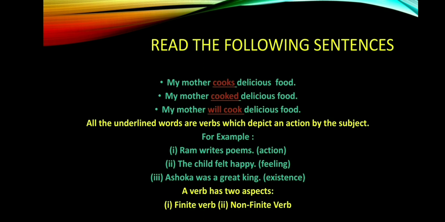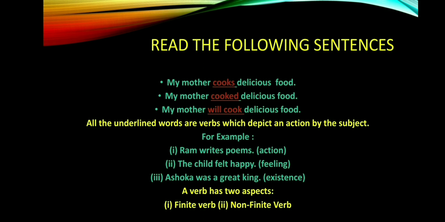Second, the child felt happy. So verb is also telling about the feeling, as in this case. Here the action is not physical but mental, that is the action revolving around the feelings. Can you find out the word in this sentence which is working as a verb? Yes, felt. The child is subject, felt is verb, and happy is adjective.